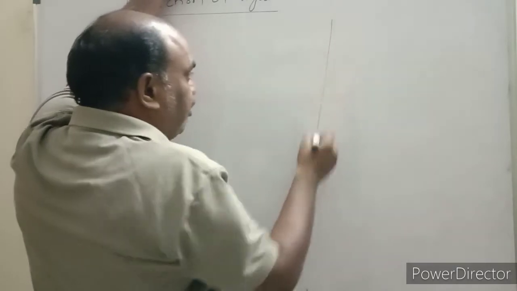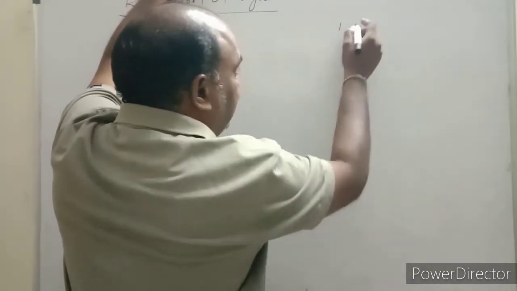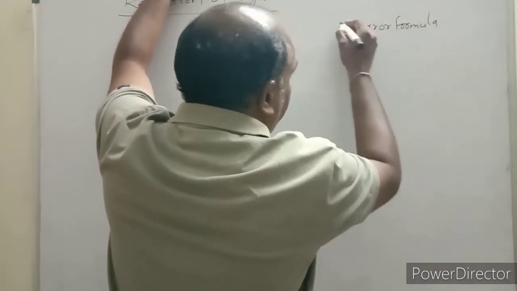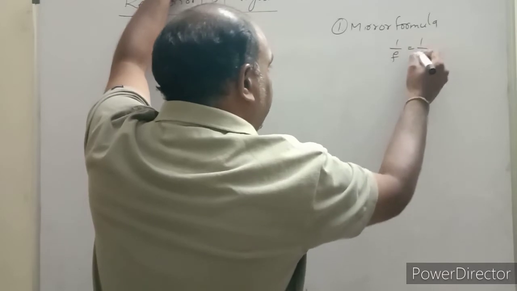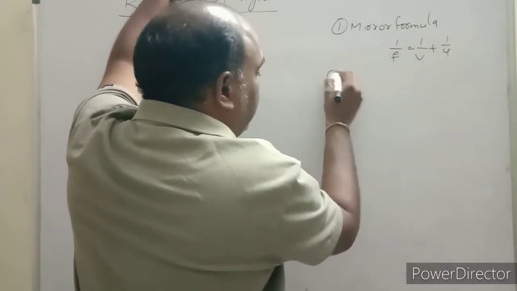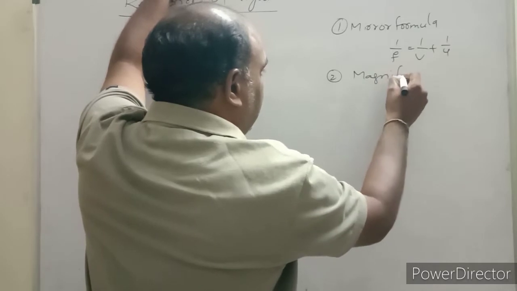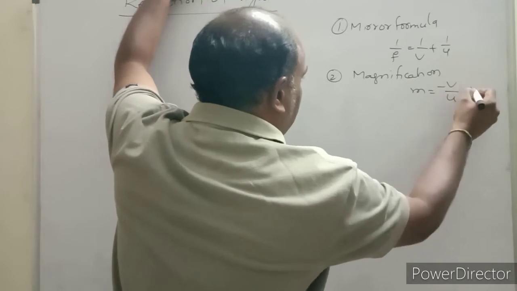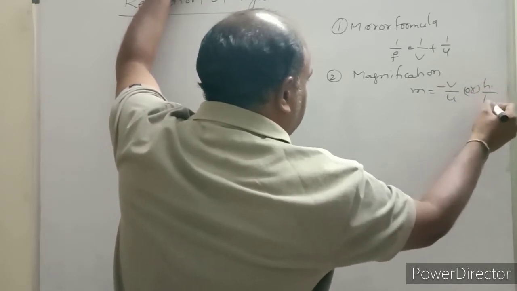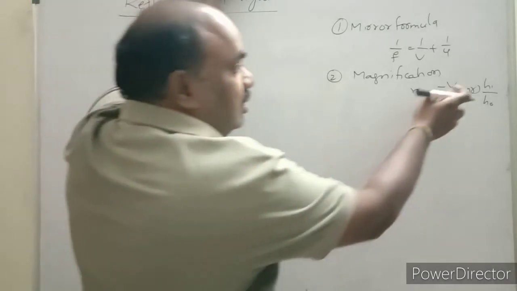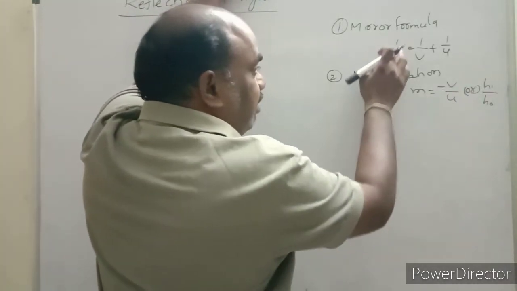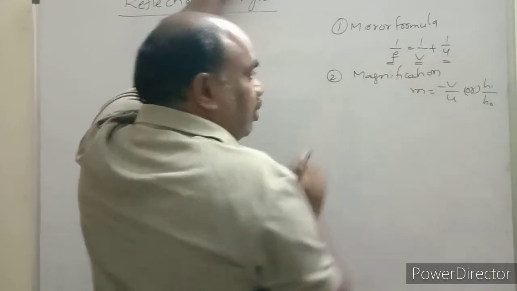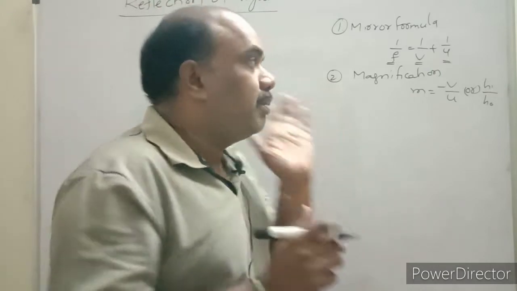Right side I will write formulas. Number 1, what is mirror formula? Mirror formula: 1 by f is equal to 1 by v plus 1 by u. Number 2, what is magnification formula? Magnification m is equal to minus v by u or hi by h naught. Height of the image by height of the object. This is image distance by object distance. Here 1 by f is equal to 1 by v plus 1 by u. u is object distance, v is image distance, f is focal length. All distances must be measured from the pole.